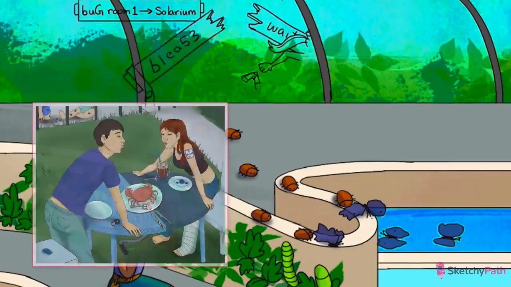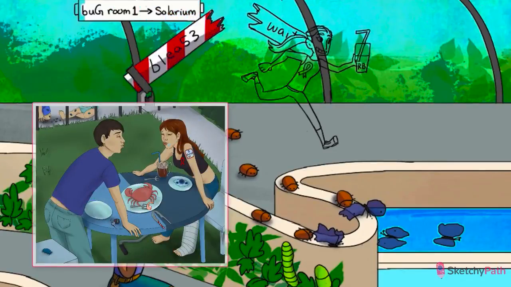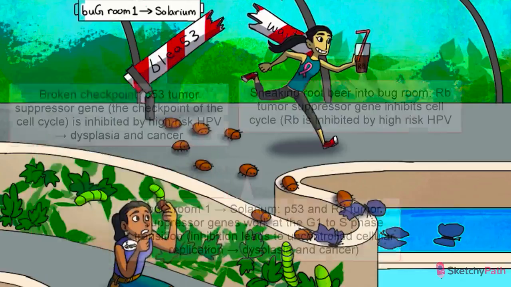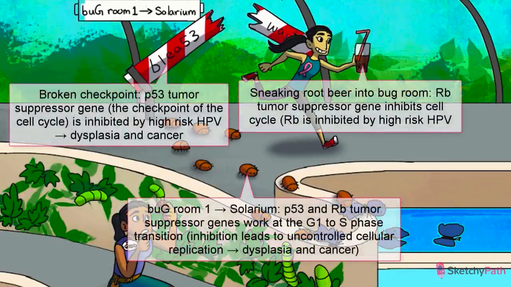High risk means that these strains of HPV are able to integrate their DNA into the host genome, where they inhibit the cell cycle regulatory proteins P53 and RB. Again, we've brought back the same symbols from Sketchy Micro. Take a look at the overexcited garden visitor who has inadvertently started this whole papilloma pill bug outbreak.